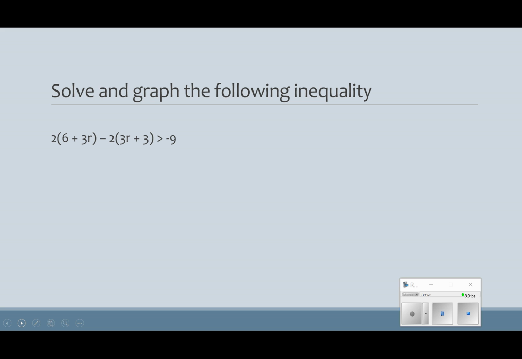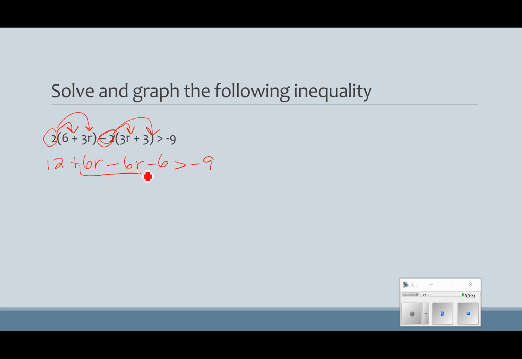Now we get a little trickier because we've got two things we're going to distribute. I'm going to distribute the 2 just to the 6 and the 3r. So I'm going to get 12 plus 6r. And this negative 2 goes here into 3. So I get minus 6r minus 6 is greater than negative 9.